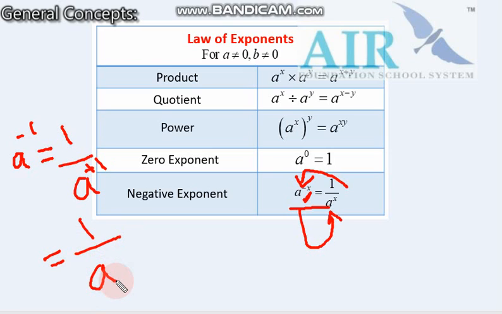Similarly, you can take any other example. Suppose you have been given 5 power minus x. Let's take a base: the base is y power minus x, and you were supposed to get the positive exponent. For that purpose, you will take that base into the denominator. So you can write y power minus x as 1 divided by y power positive x. This is how you can write your negative exponent.